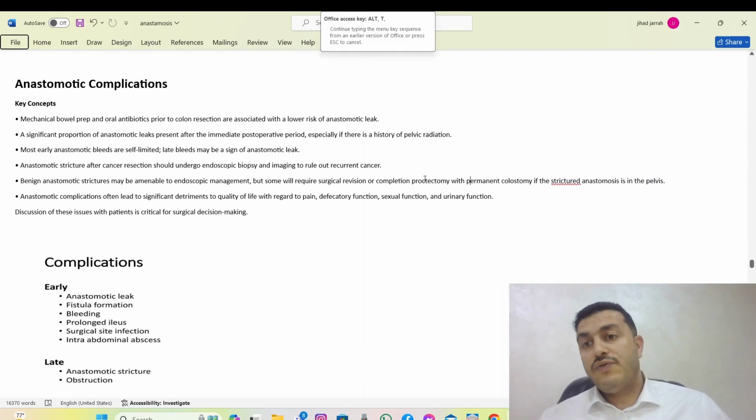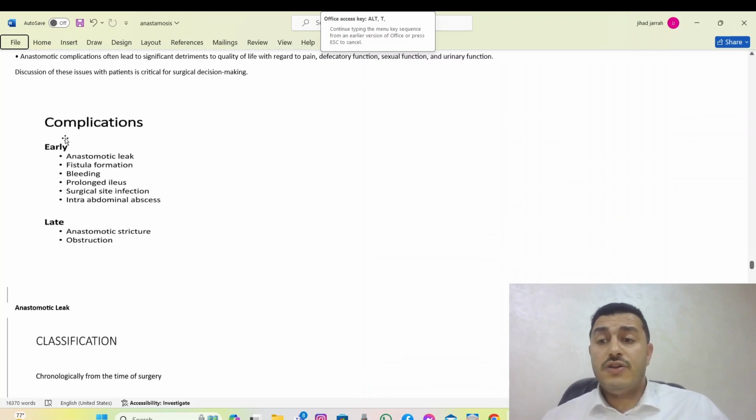In the second part of this lecture, we are going to discuss anastomotic complications, and of these we have leak, the most concerning problem to deal with, fistula formation, bleeding, ileus, surgical site infection, intra-abdominal abscesses. These are early complications, and late complications such as anastomotic stricture or obstruction.